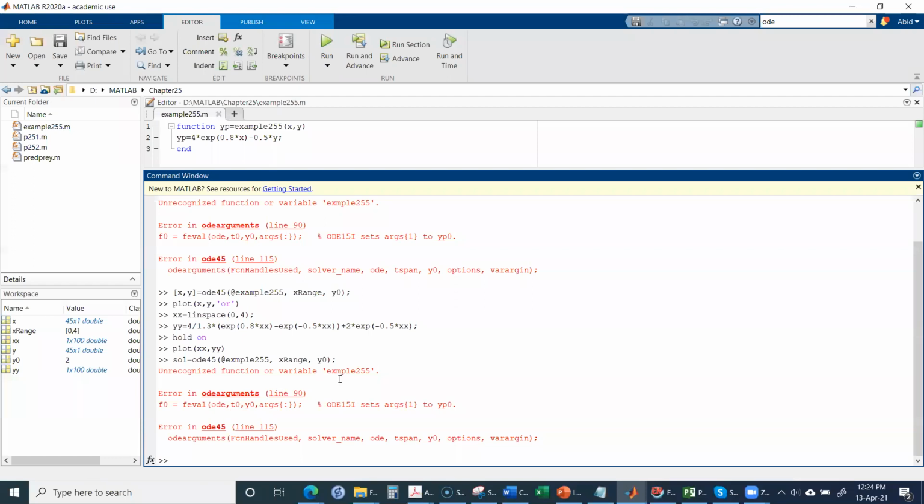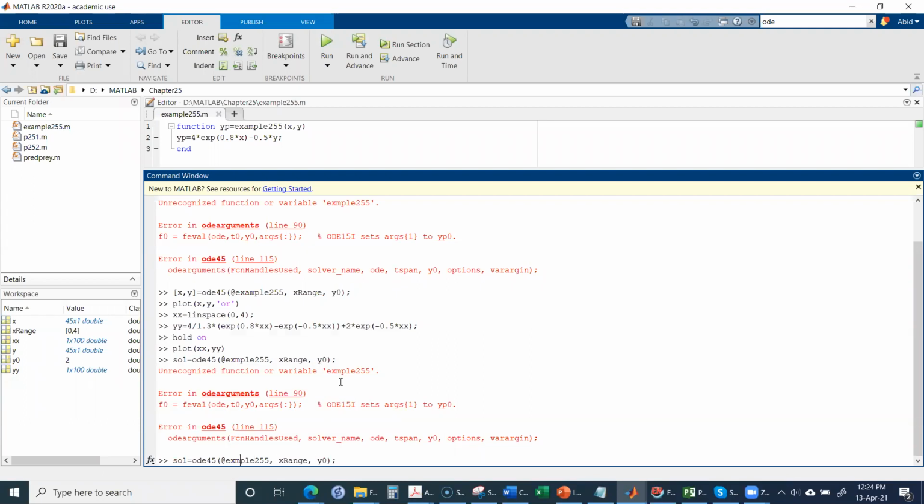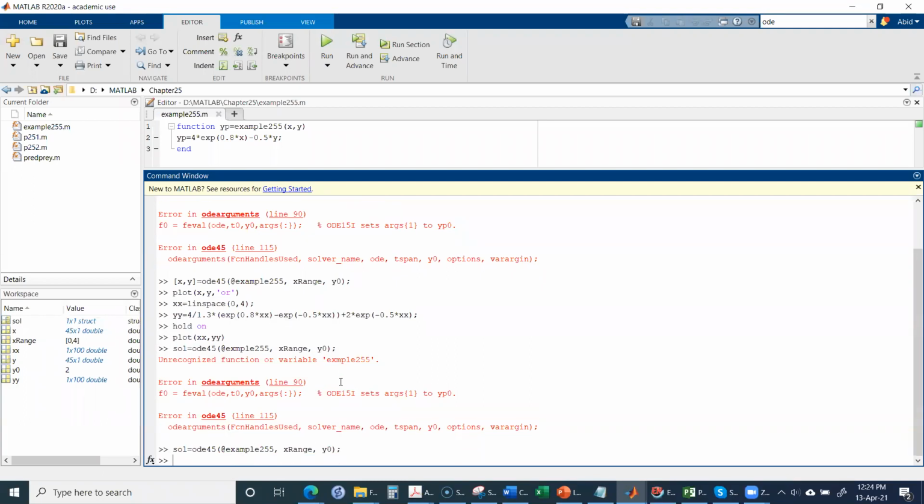Unrecognized function or variable. Okay, so yeah, there was this spelling mistake. In this case, these y values, that means the structure, not the x and y values, but the structure of the solution has been stored over here.